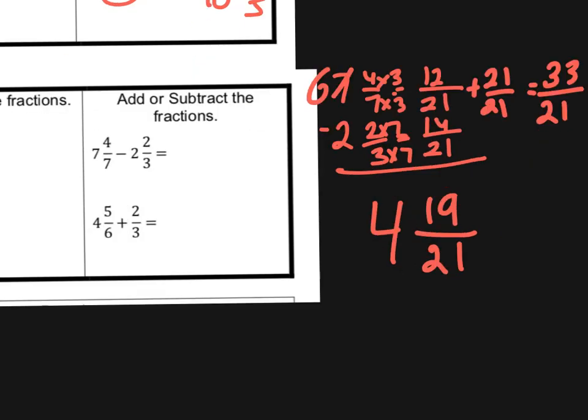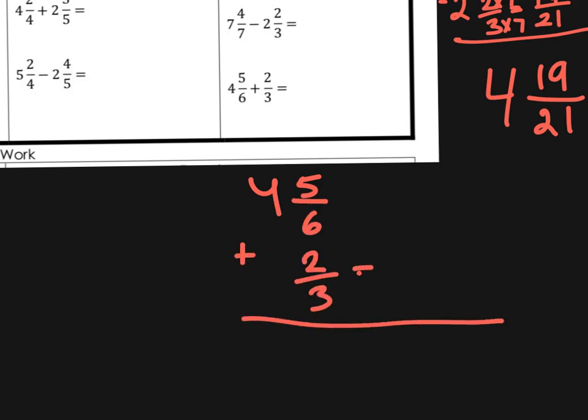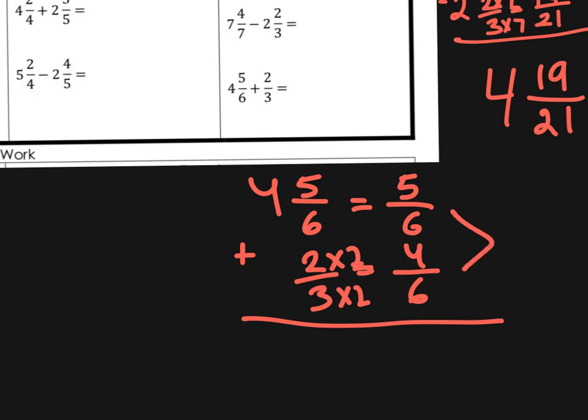For the bottom one, we just add 4 and 5/6 plus the 2/3. We need to get our common denominator of 6 and 6 again. The top guy stays the same. The bottom one's times 2 and times 2, which gives it 4/6. When we add these two, we get 9/6. That's an improper fraction, so that would be 9 divided by 6. And I know that 6 can go into 9 once, with 3 left out of 6.